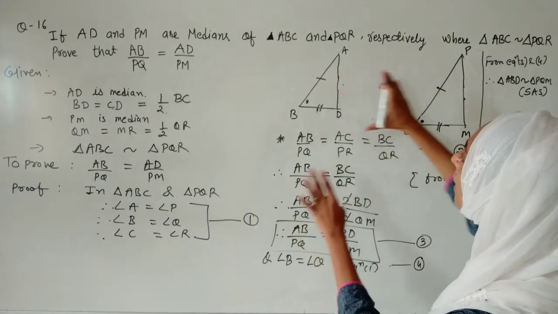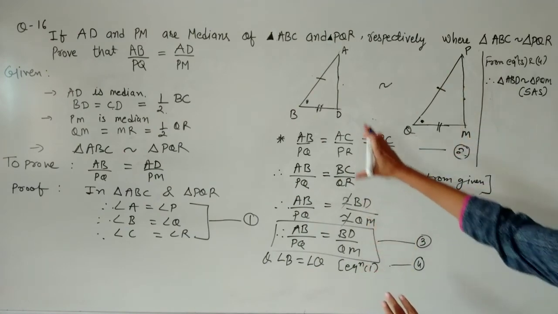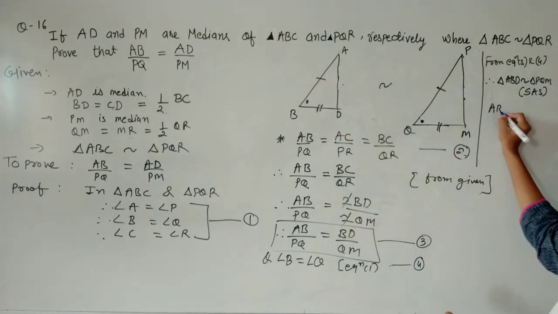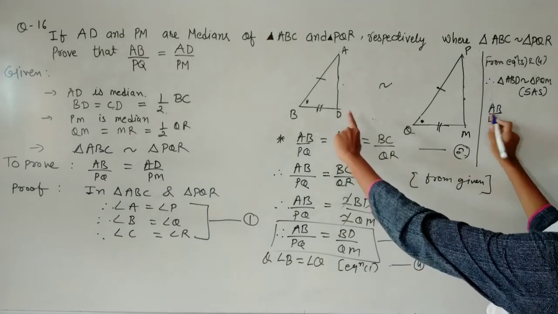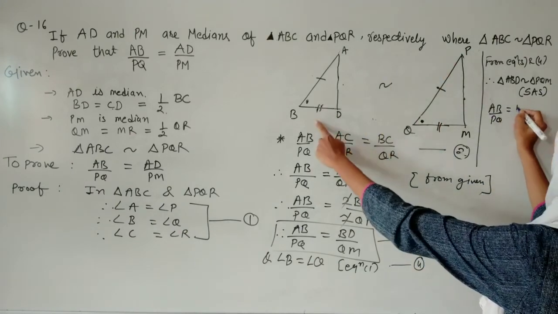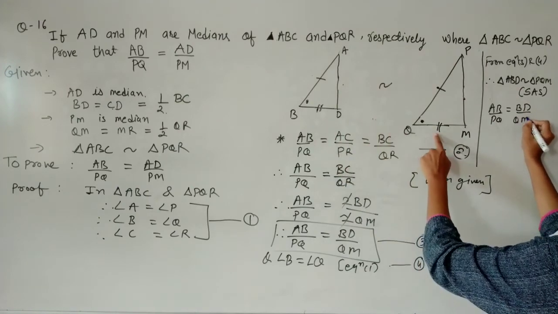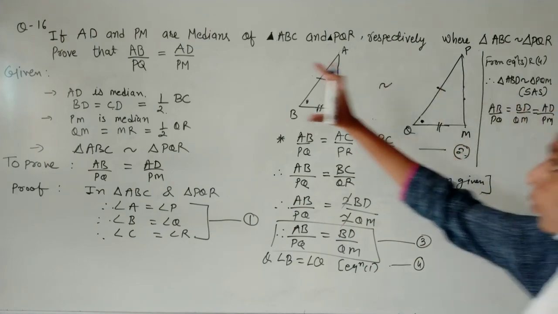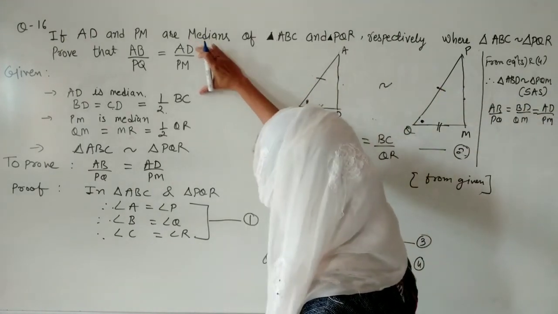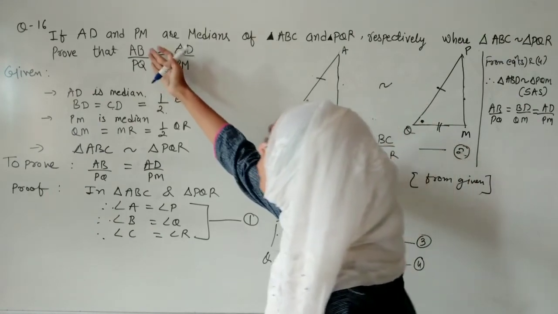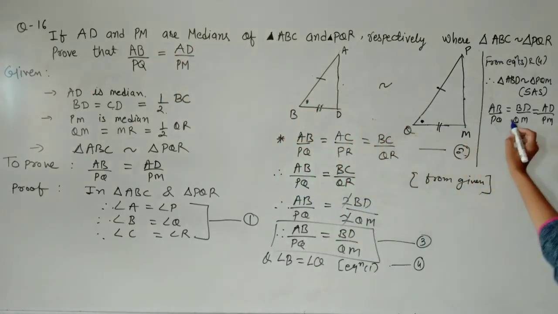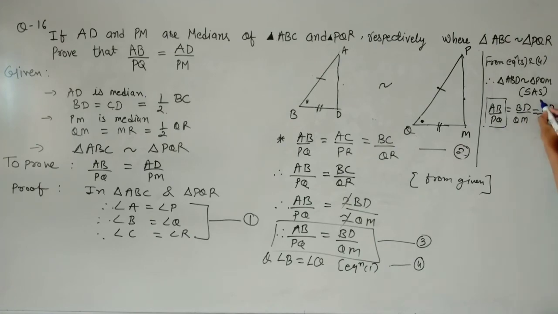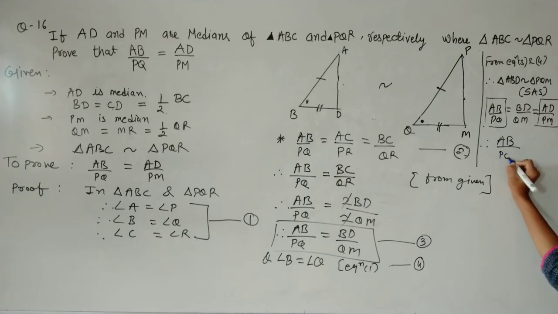If these two triangles are similar, another thing we can write from that is AB by PQ, which will be equal to BD by QM, which will be equal to AD by PM. Now whatever we want in our proof, we will keep, and else we will not write. So we want AB by PQ and AD by PM. Therefore we can write AB by PQ is equal to AD by PM.